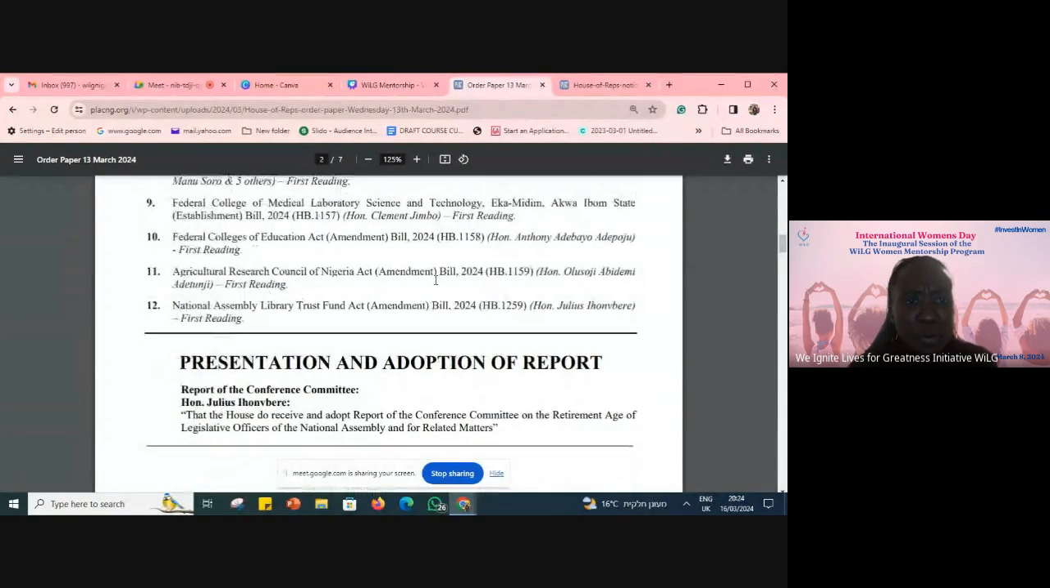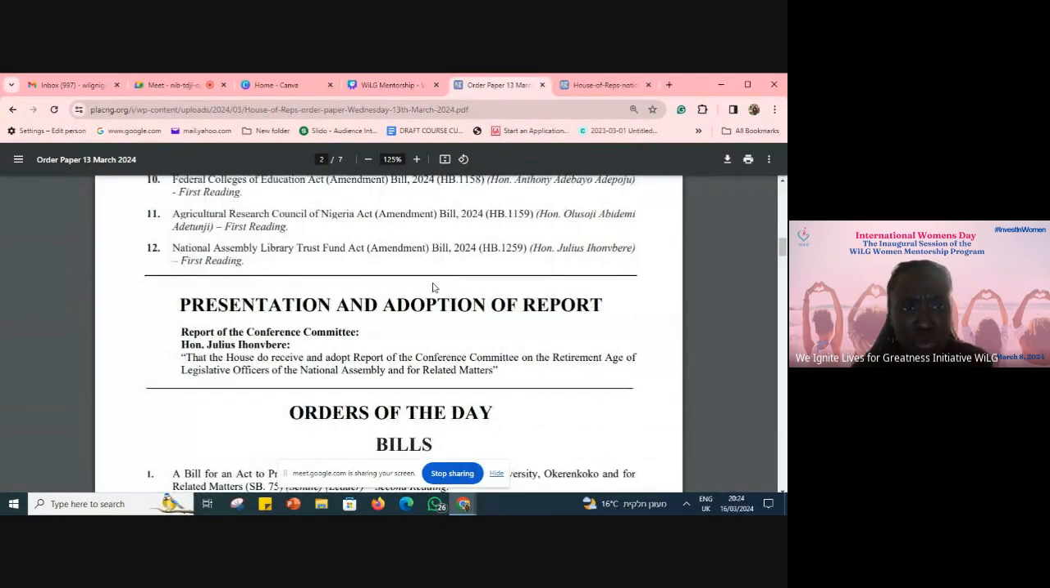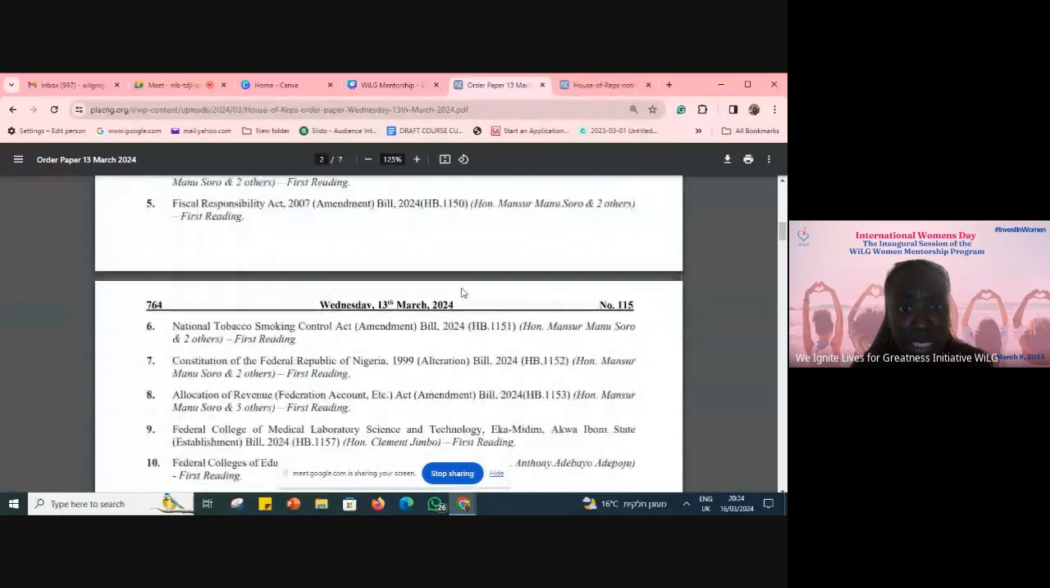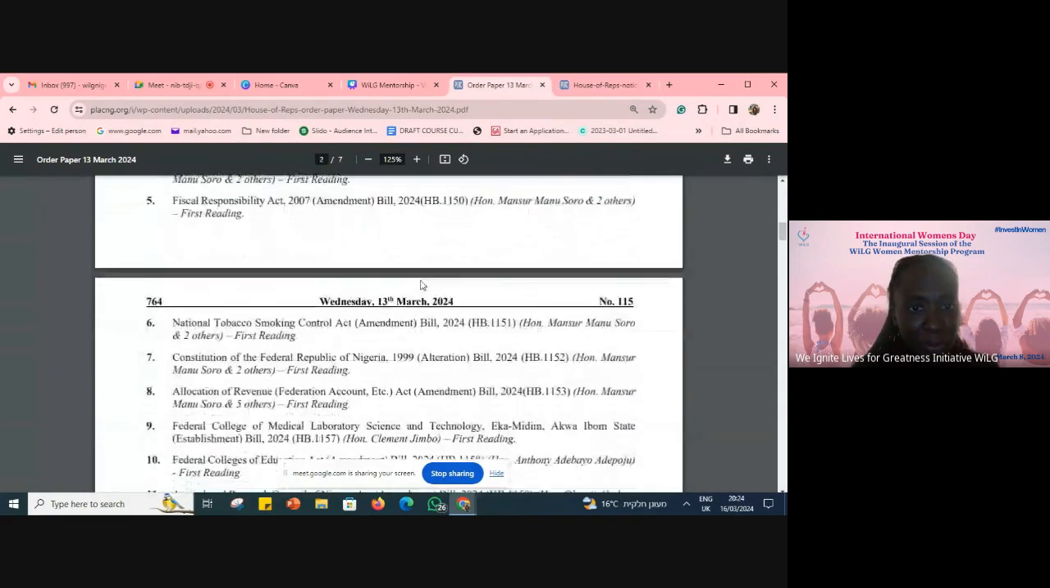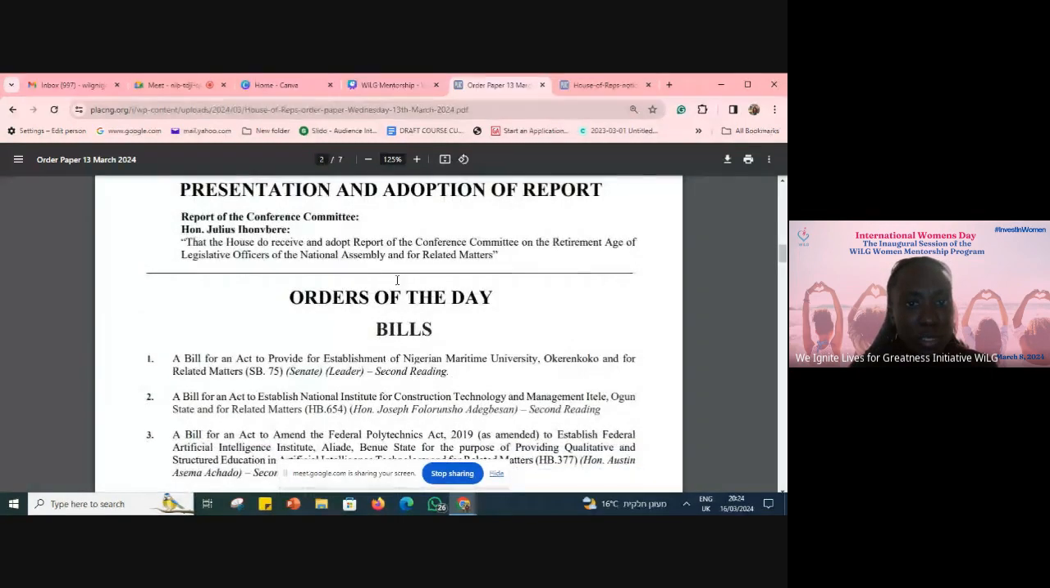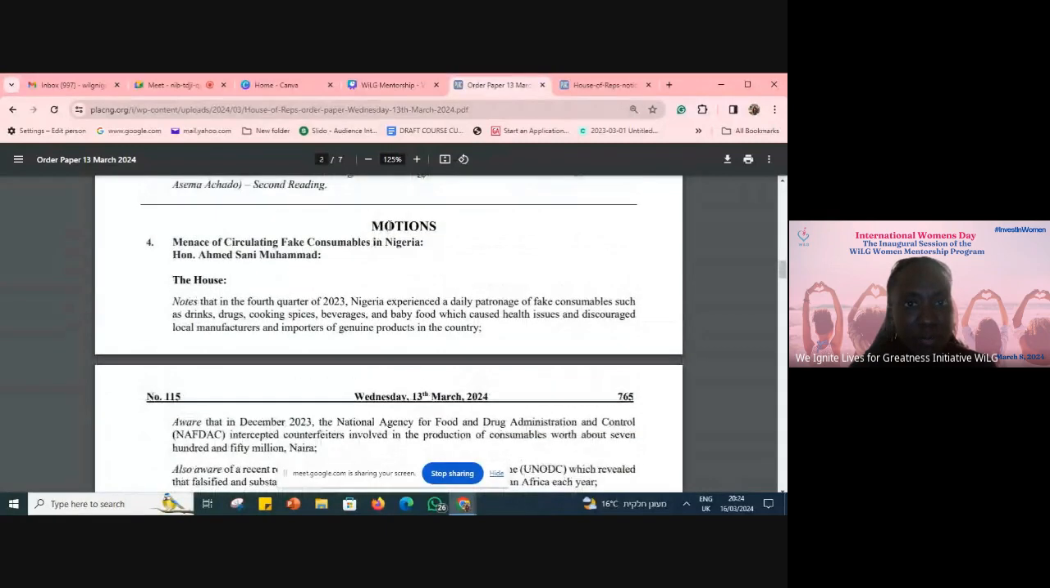So if you have any bill that interests you and you want to follow it up, this is the best way to see what they do. You can look for the notice paper, or you can look for the other paper. So you can see the bills and the motions. So you see the motions in the other one.